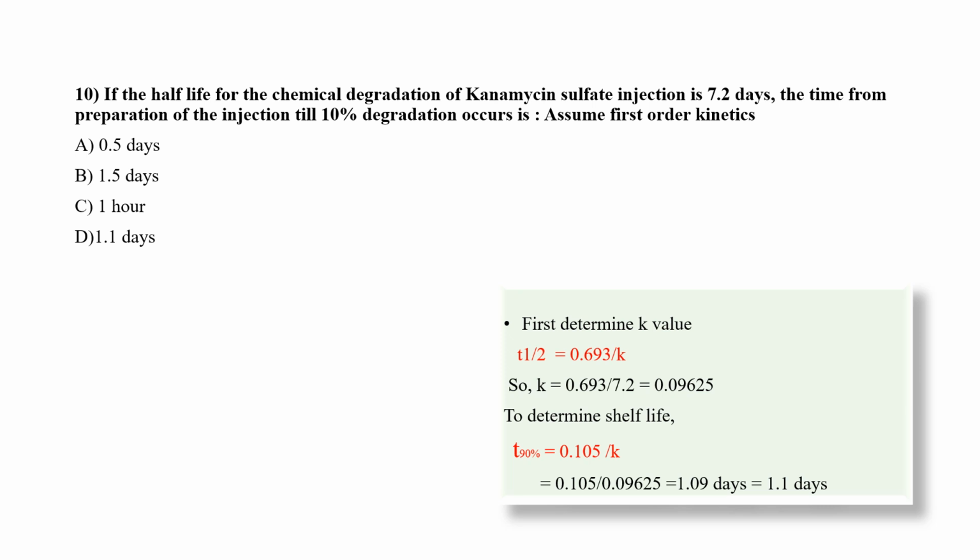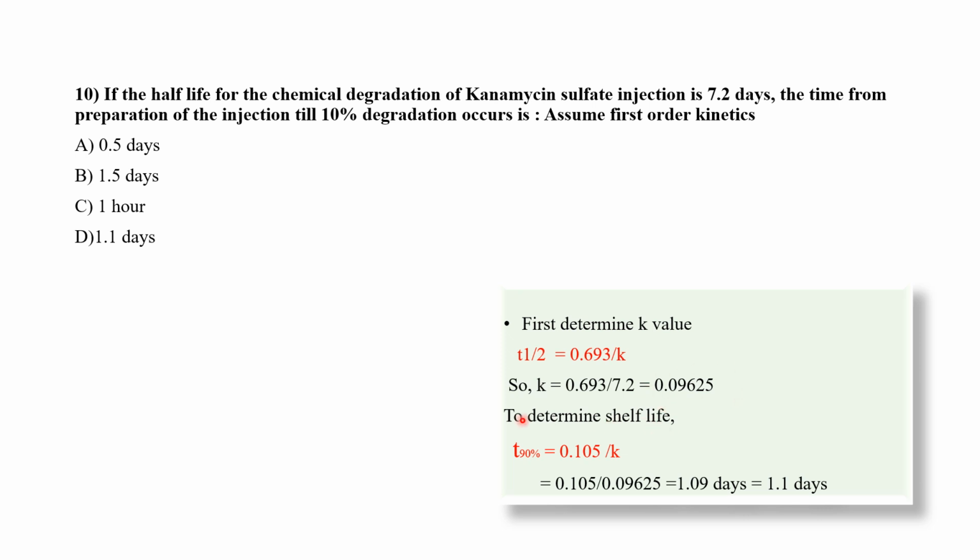If the half-life for the chemical degradation of kanamycin sulfate injection is 7.2 days, the time from preparation of the injection till 10% degradation occurs is. Assume first order kinetics. So in this question, we need to calculate the shelf life of kanamycin sulfate injection. So here, first we need to determine the K value. We know the equation to calculate the T half. T half or half-life is equal to 0.693 divided by K, where K is the rate constant. And from this equation, we can calculate the K value. K is equal to 0.693 divided by T half. T half is the half-life, which is given as 7.2 days. So 0.693 divided by 7.2 is equal to 0.09625. So we got the K value.